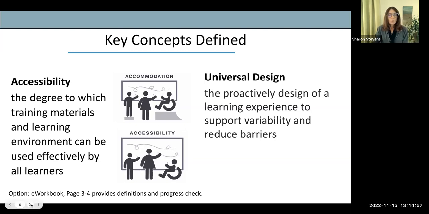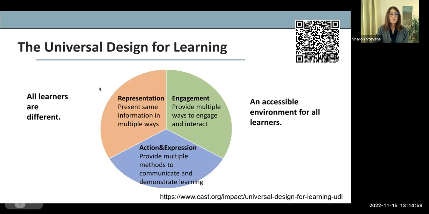Let's dive a little deeper into universal design for learning and talk about those three principles. We all know that learners are different. When we provide instruction, one of our goals is to provide a learning environment that can be accessed by all students. Universal Design for Learning has three main principles: representation, engagement, and action and expression. In applying these three principles, we should be able to reduce some of that variability and those barriers to learning.